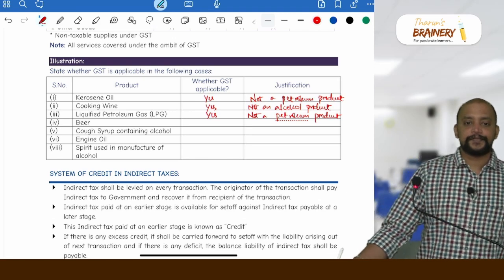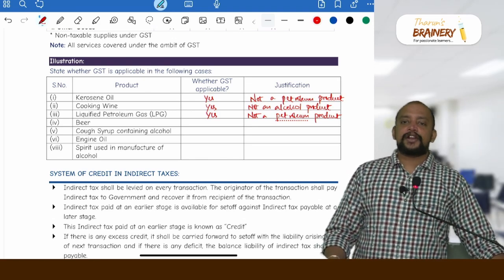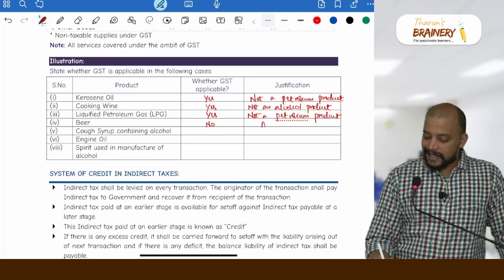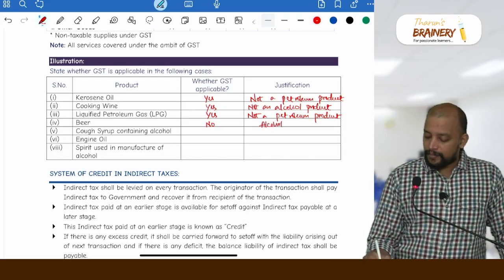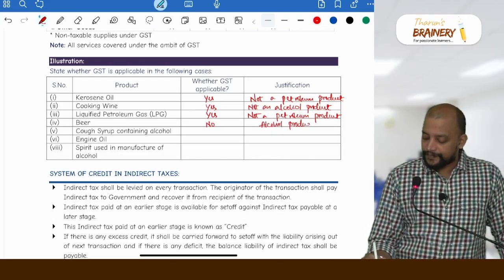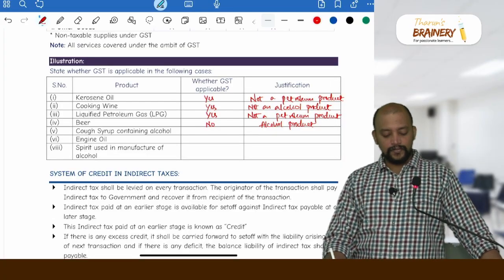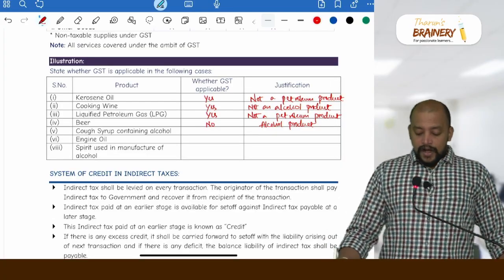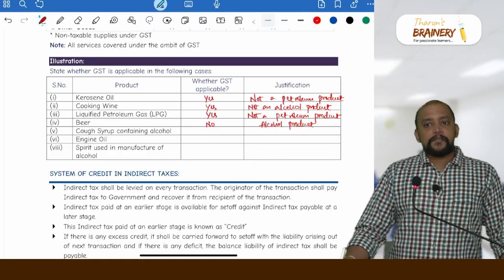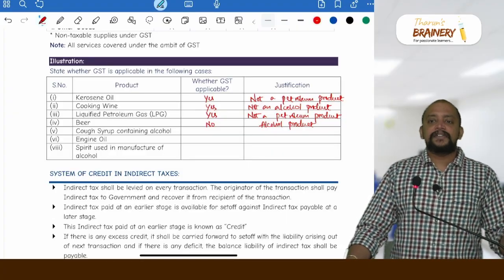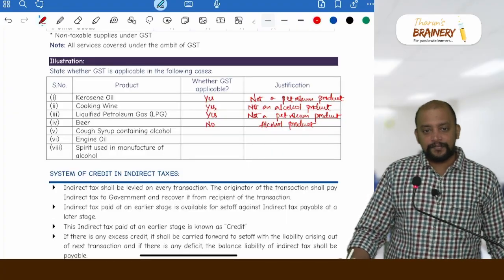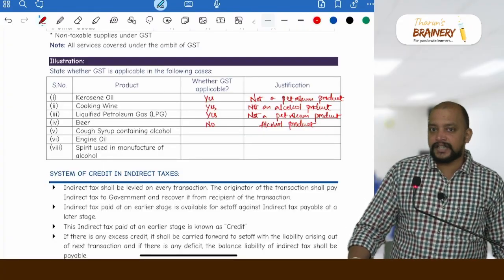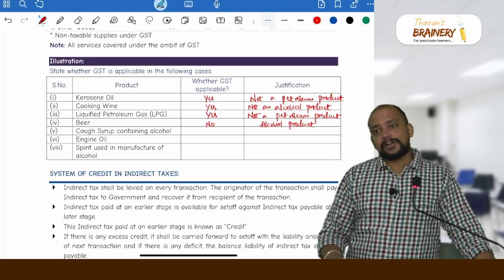Beer. GST applicable or not applicable? Not applicable, because it is an alcohol product. Then cough syrup containing alcohol. Beer will have a small percentage of alcohol. Even then it is an alcohol product. So no GST. What about cough syrup containing alcohol?